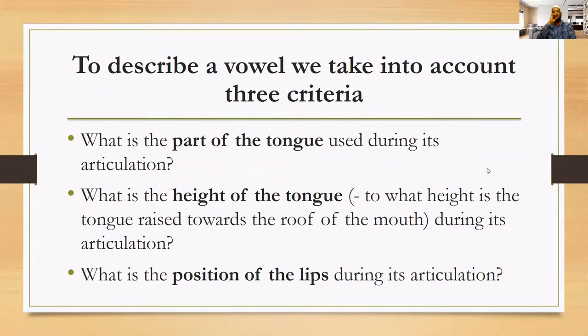To describe a vowel, we take into account 3 criteria. You have to remember this one. First, what is the part of the tongue used during its articulation? Second, what is the height of the tongue? That is, to what height is the tongue raised towards the roof of the mouth during its articulation? Third, what is the position of the lips during its articulation? Part of the tongue, height of the tongue, and position of the lips. You have to remember these 3 criteria.